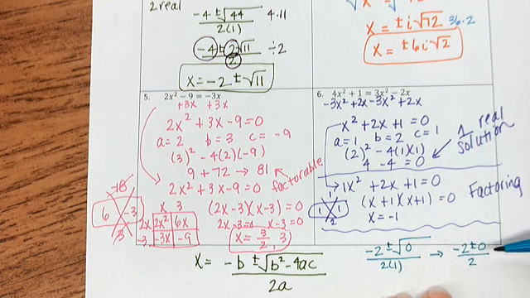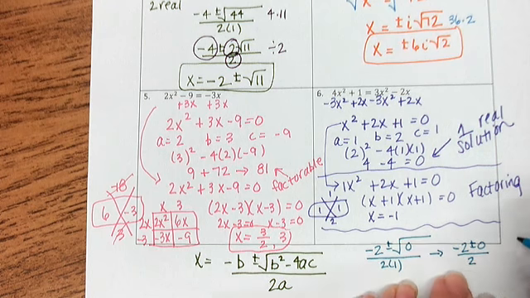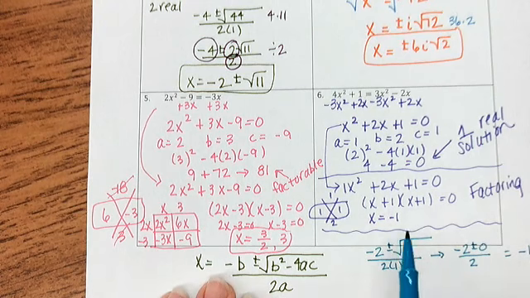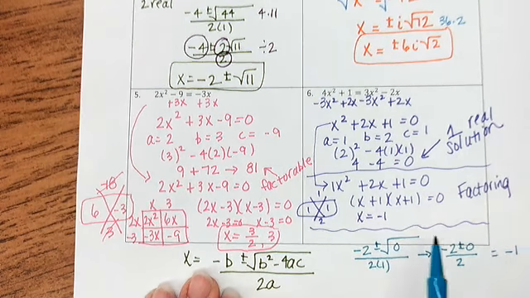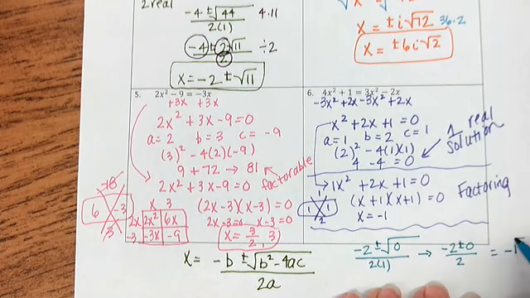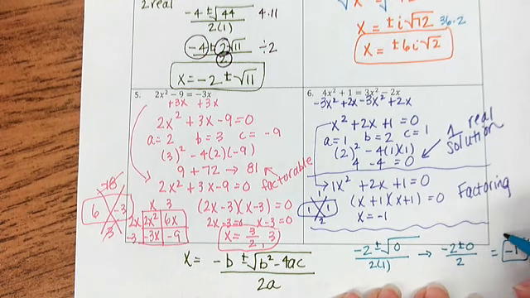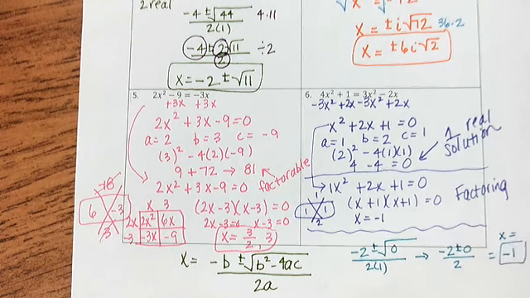Well, -2 plus 0 is -2. -2 minus 0 is -2. So either way, you get -1. Same answer, either way. Oh, I should have x equals. I forgot that.